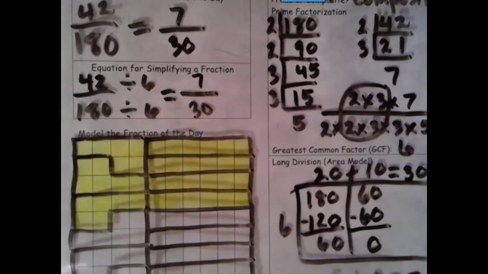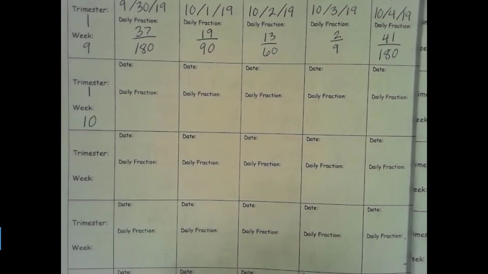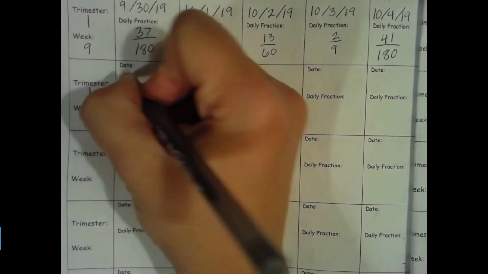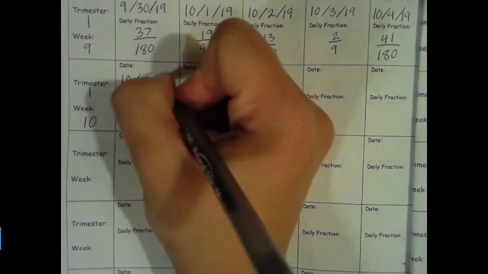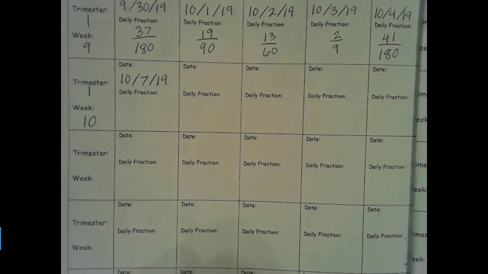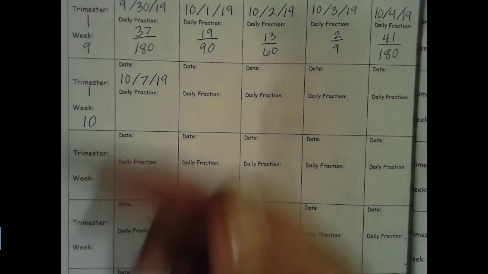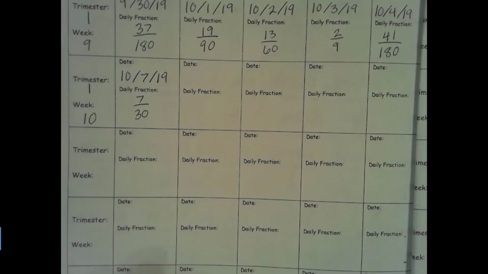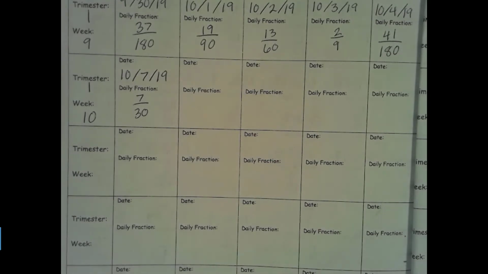All right, let's go ahead and fill in our data collection page. We are still in trimester 1. We are now on week 10. Today's date is 10/7/19, and our fraction for today is 7/30. Go ahead and get out your number line.